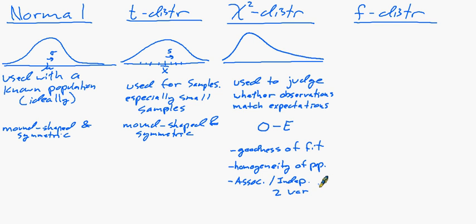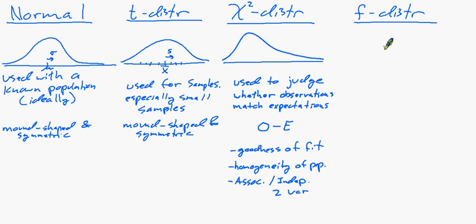And we can even apply it to two variables to figure out is there an association between those two variables, or are they really independent of each other and there's no association? It all comes down to this concept of observed versus expected, measured versus expected, or modeled. And we're going to actually spend a lot of time on that one.